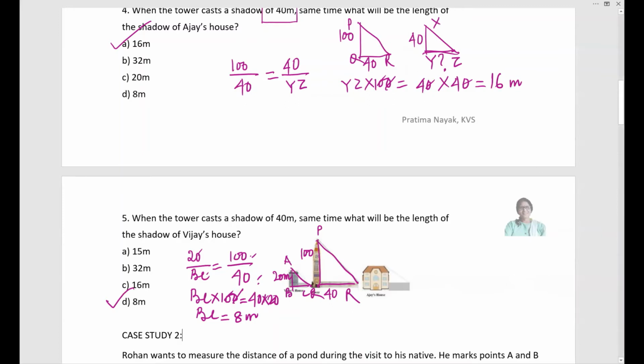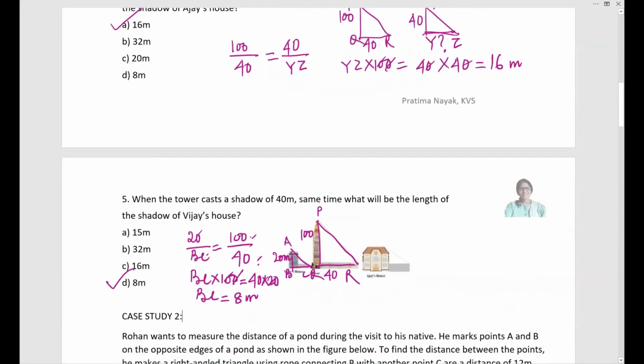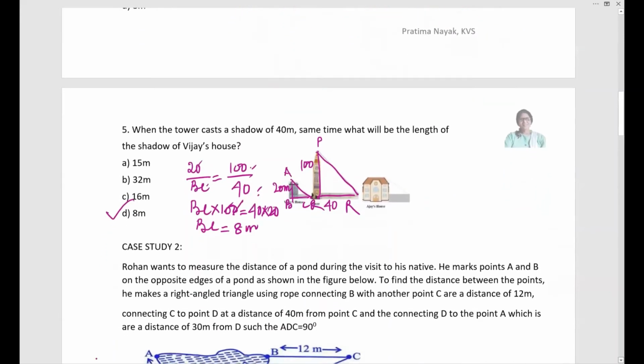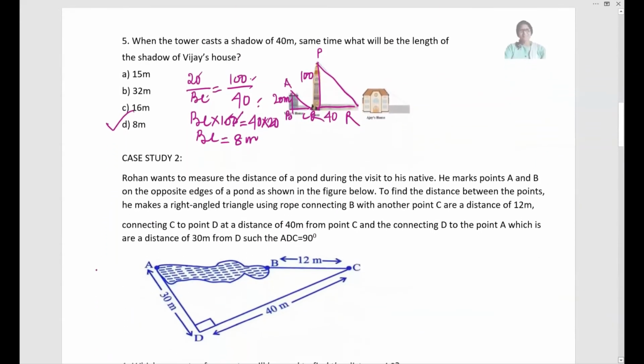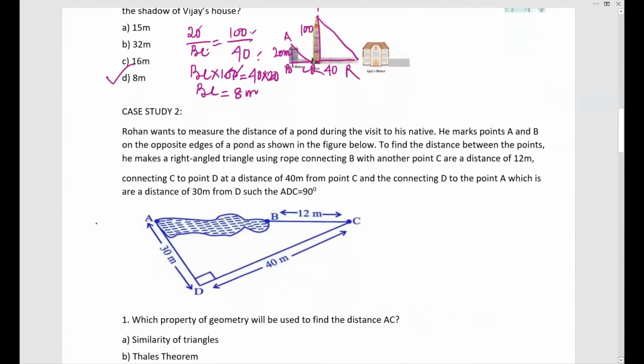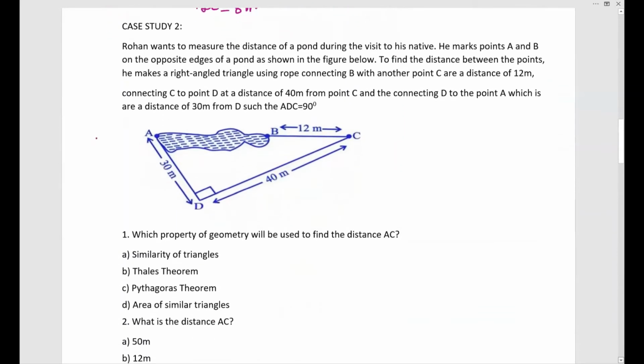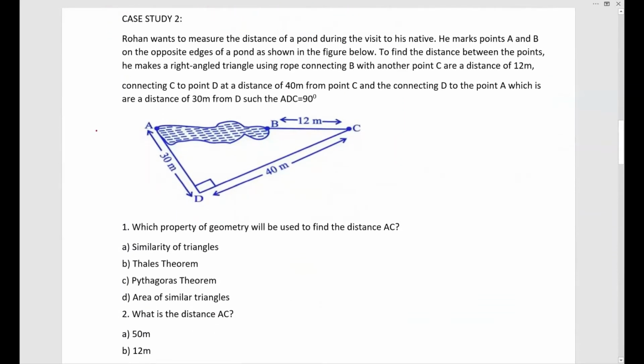Now coming to case study 2. Read the questions mindfully. If needed, read the question twice, thrice, till you understand the whole part. Rohan wants to measure the distance of a pond during the visit to his native place. He marks points A, B on the opposite edges of the pond as shown in the figure. This is the pond. See, A and B are extreme ends. Find the distance between these points.